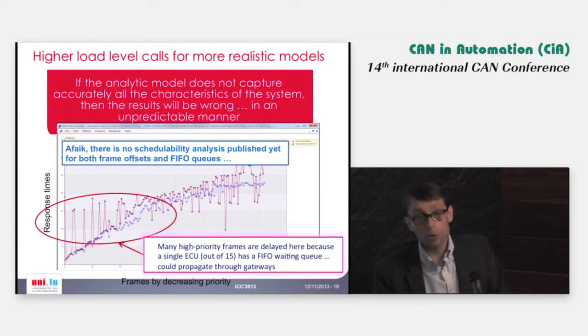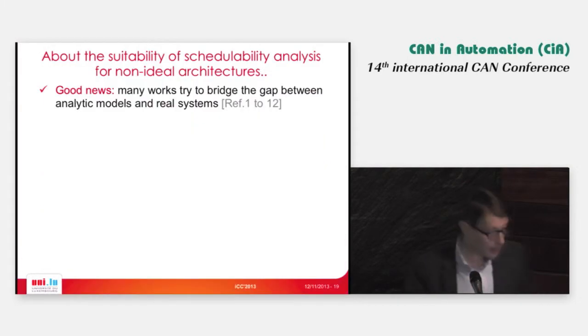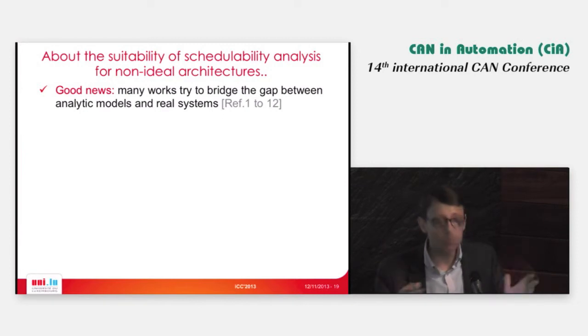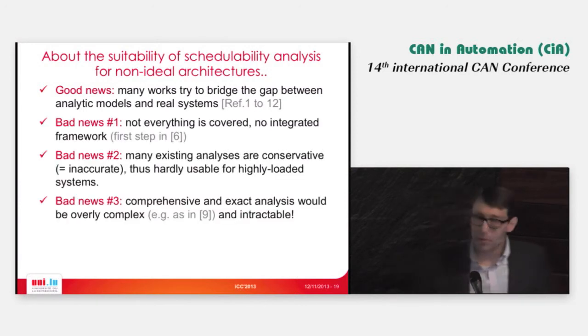Well, either you overlook the fact that you have FIFO-Qs and your model is wrong, or you are not using frame offsets, and then you are very pessimistic. So there's no good solution in that case. Now, I'll conclude about the suitability of schedulability analysis for non-ideal architecture. The good news is that there are a couple of research groups working in that direction to bridge the gap between analytic models and real systems, and I gave a number of references. Well, there are a number of bad news.